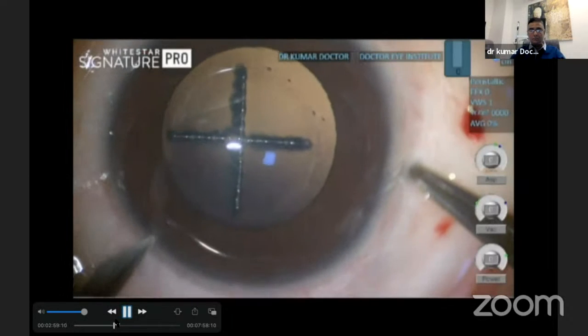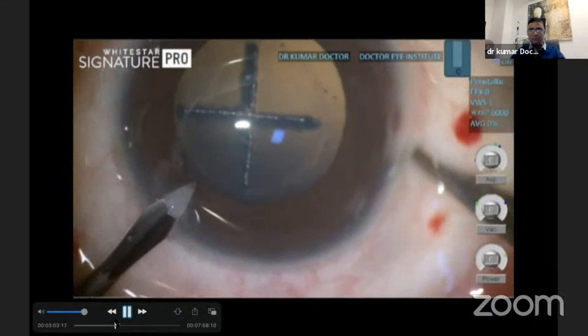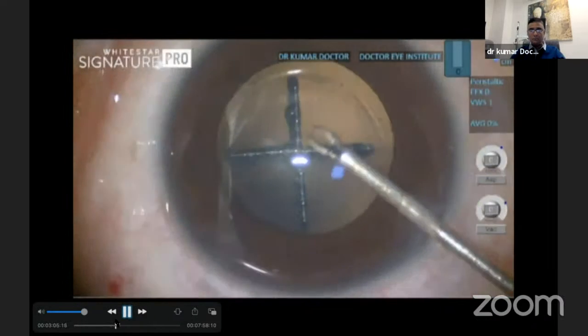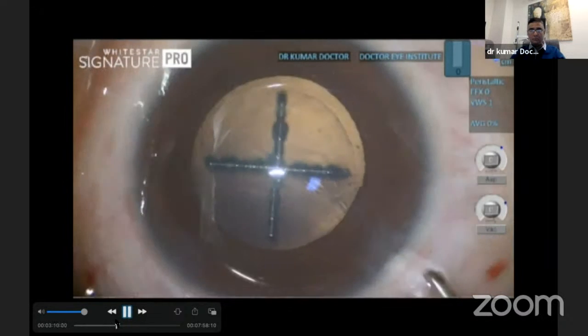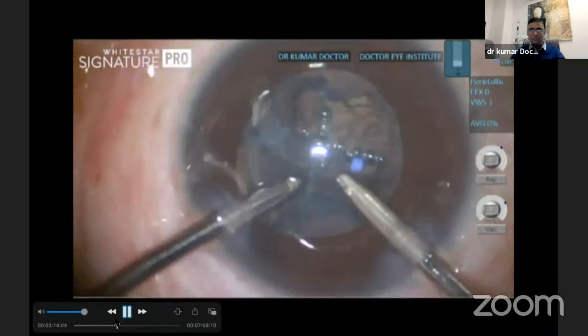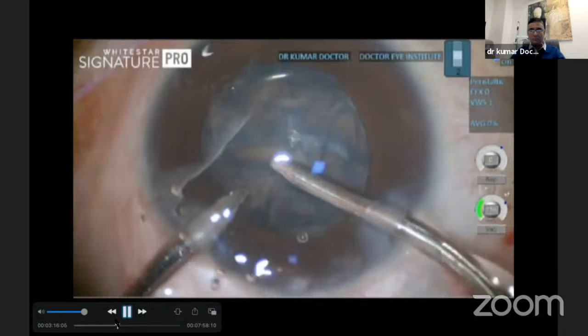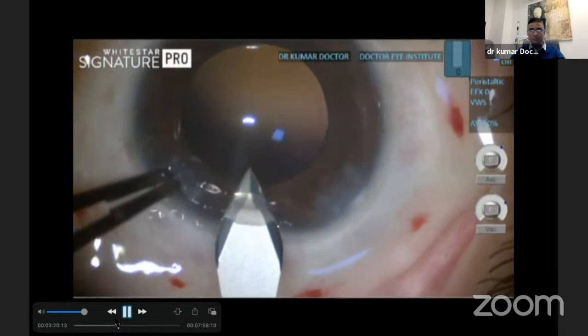A 0.75 millimeter side port incision made and a gentle release of the aqueous, replaced by an OVD. Using a microrhexis forceps, the CCC was grasped out. Bimanual IA used for aspirating the lens material. Globe not allowed to collapse because of the use of the OVD. Main incision of 3.4 millimeter made.